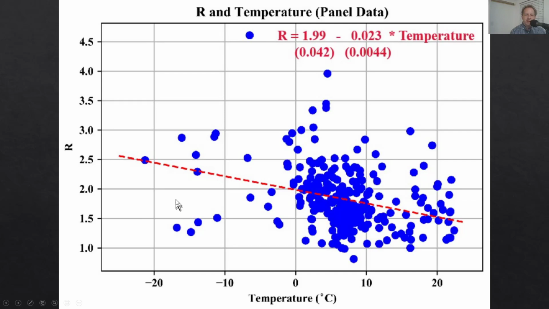And you can see in this case, they have plotted a best fit line through here. And then they've made a claim that there's some particular relationship in terms of a formula, that R is 1.99 minus 0.023 times temperature.